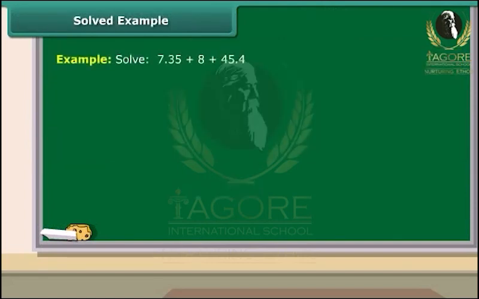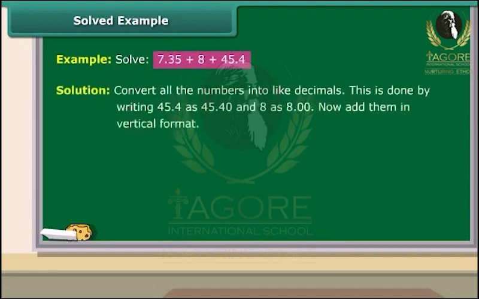Let us now try to solve 7.35 plus 8 plus 45.4. Solution: 7.35, 45.4 and 8 are unlike decimals. They need to be converted into like decimals. Write 45.4 as 45.40 and 8 as 8.00. Now add the numbers in vertical format. We get the result of this addition as 60.75.